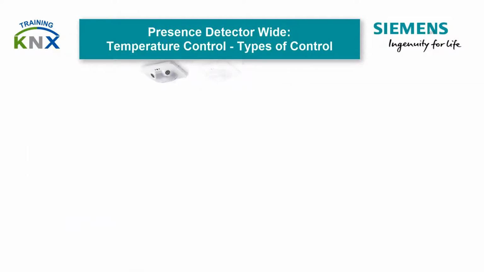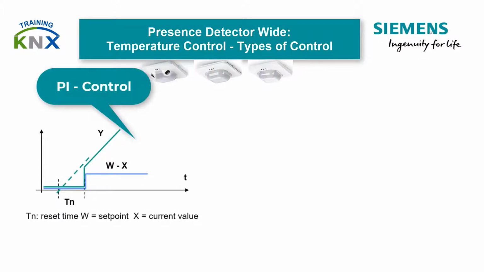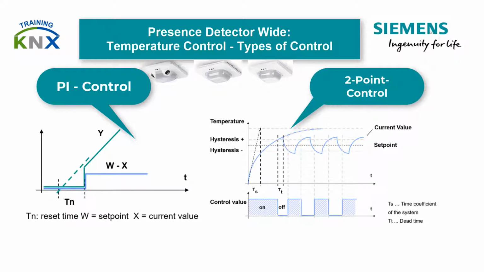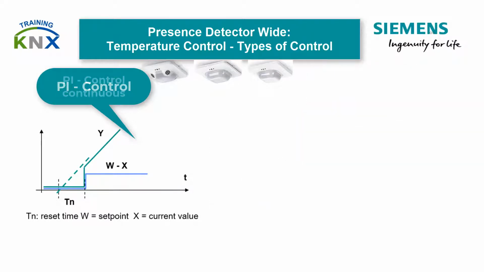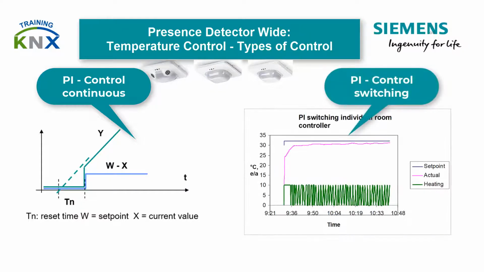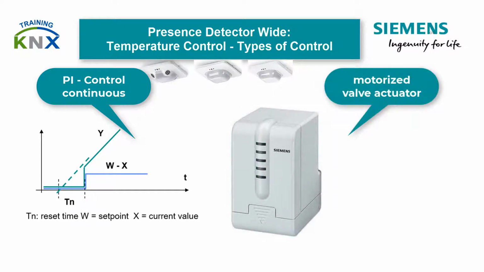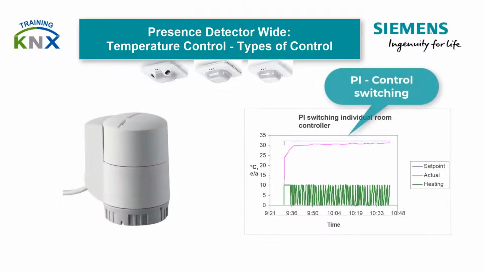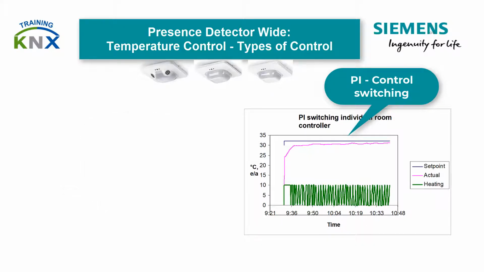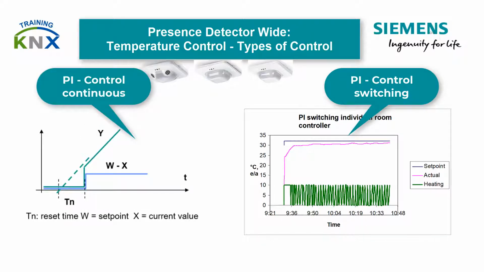Types of control and their application. The Siemens presence detectors white support the PI control as well as the two-point switching control. In PI control, a distinction is made between PI continuous and PI switching. PI continuous is mainly used for servomotor-driven valve actuators, PI switching for electrothermal actuators. In both cases, a control accuracy in steps of 0.1 Kelvin is possible.